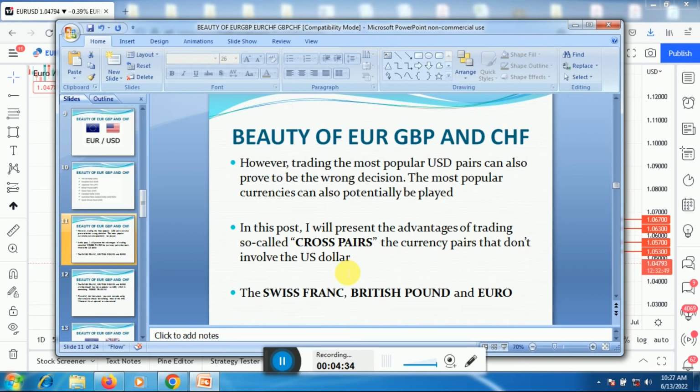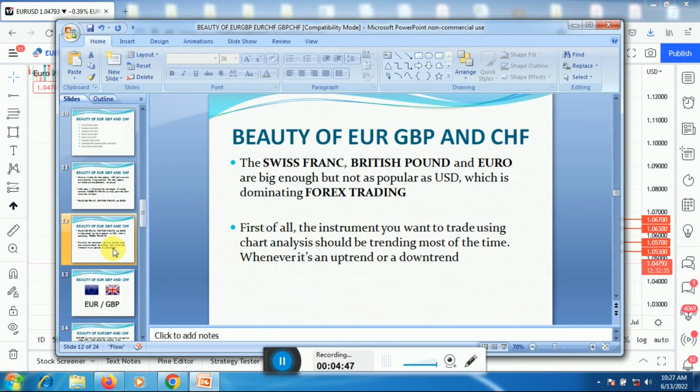We're going to be talking about the Swiss franc, the British pound, and also the euro cross pairs. If we're looking at the Swiss franc, the British pound, and the euro, they are big enough, but they are not as popular as the US dollar, which dominates the forex markets, right?